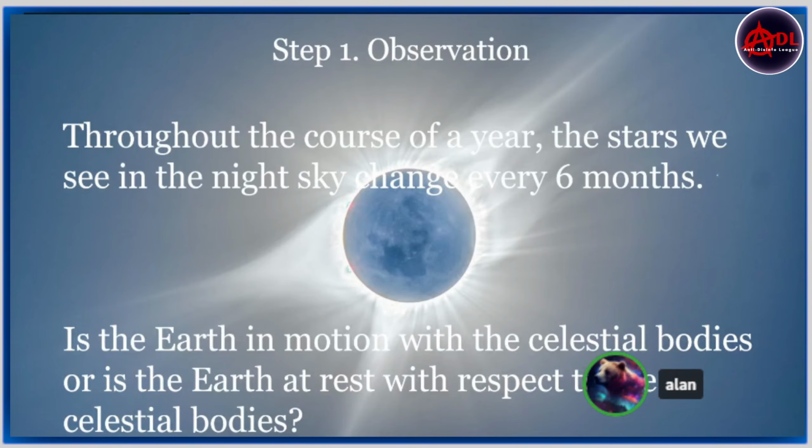So step one, following the same process, we're going to analyze the heliocentric and geocentric models in the Michelson-Morley experiment. So step one, observation. Throughout the course of a year, the stars throughout the night sky change every 6 months.